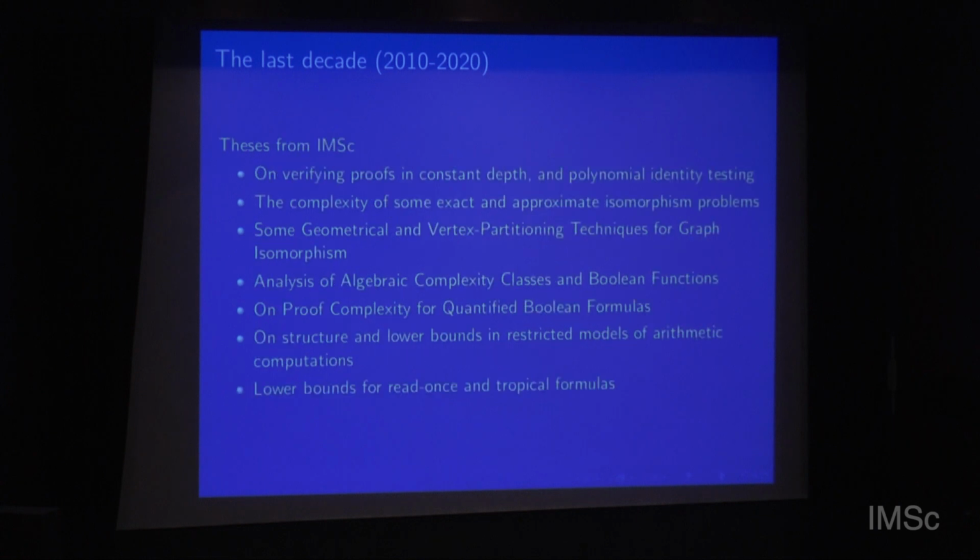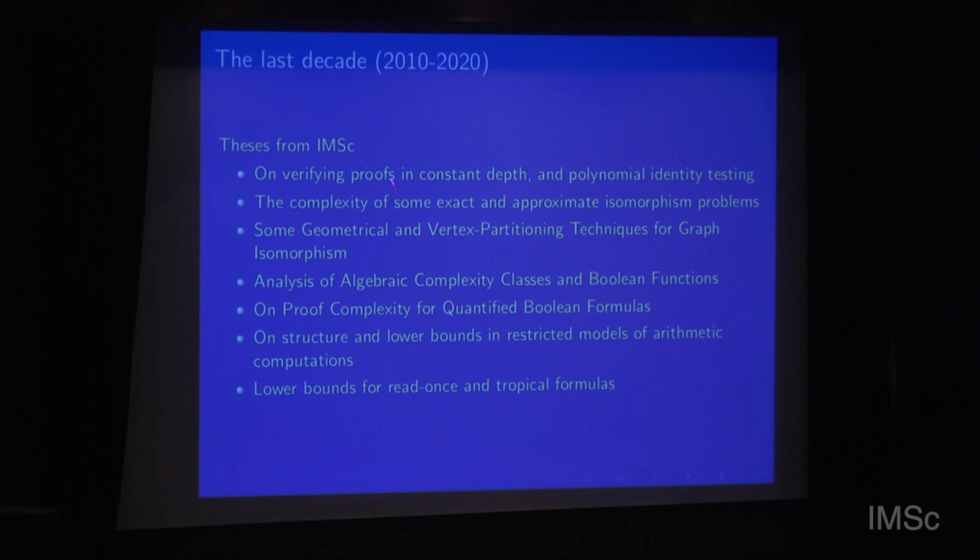Okay, so this was happening around the world. What was happening in IMSc? Here are some of the PhD theses from the last decade. Some new words have appeared here. We are not reading out the titles of the theses, but we are looking at some typical words. So the isomorphism continues to appear. You have isomorphism problems for graphs, for Boolean functions. You have arithmetic computations, okay, algebraic complexity classes. These were there in the previous decade and they continued.